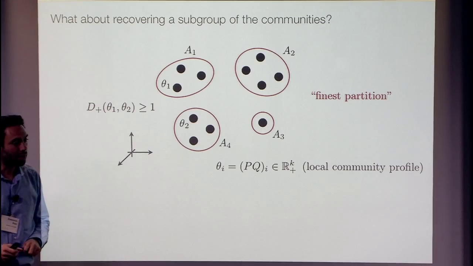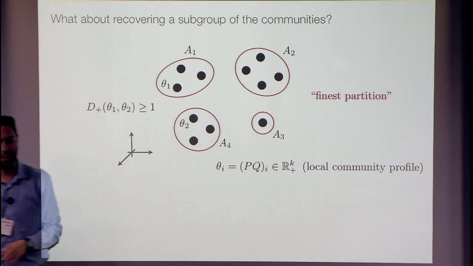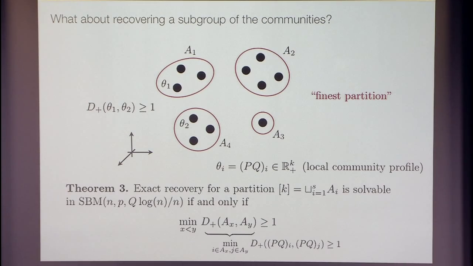And then you try to partition, to pack those points in a way that the CH divergence between any 2 points is more than 1. And this is the finest partition you can get. The largest number of groups you can obtain with this property is what you can recover. These guys, you must confuse them, but otherwise, these subgroups you can recover.